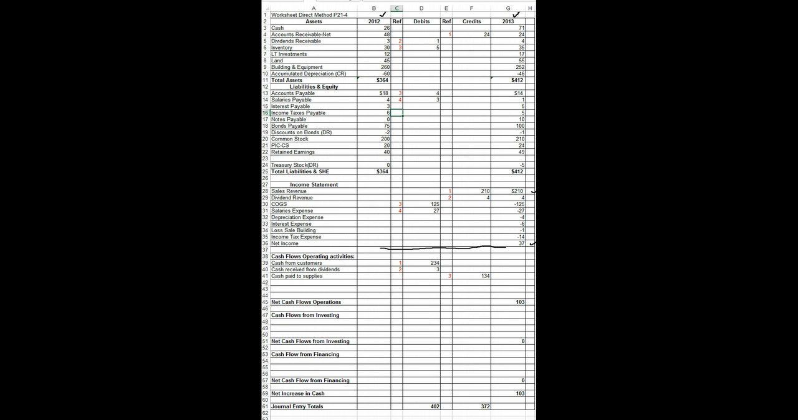So I paid for all of my salaries expense of 27, and I paid an additional 3 down on the salaries I owed from last year. So cash paid to employees is the sum of those two. Salaries payable went down 3. Salaries expense went up 27. 27 and 3 is 30. Credit is what I need to make that balance.